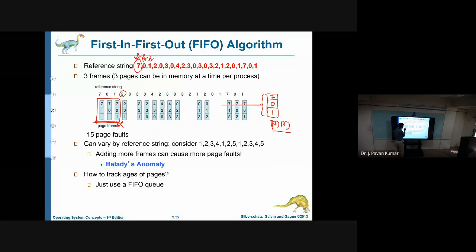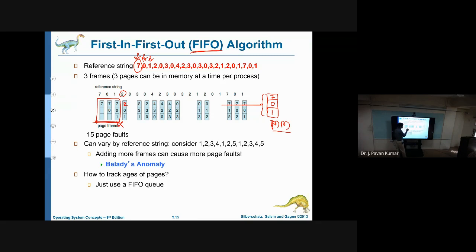Now how we can select one of these 3 is based upon the strategy. What is the strategy? First in, first out strategy. So what we have brought into the main memory first? 7 we have brought into the main memory first. So 7 we will select as the victim page and 2 we can replace here. Understand? So 7 we have replaced and 2 we have placed.